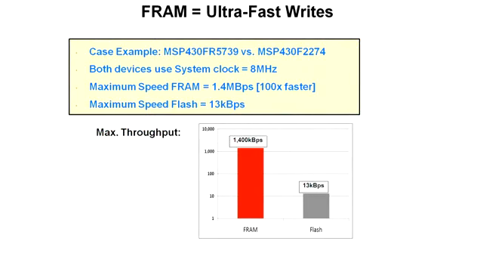Let's look at a case study for FRAM ultra-fast writes. In this and the next couple of cases, we're going to be using the same parts and comparing them one against the other. We'll use the MSP430 FR5739, which is a FRAM type part, versus the MSP430 F2274, which is a flash type part. Both devices are going to use the same system clock at 8 megahertz. The maximum write speed on the FRAM is 1.4 megabytes per second. That's more than 100 times faster than the maximum speed of writes to the flash at 13 kilobytes per second.